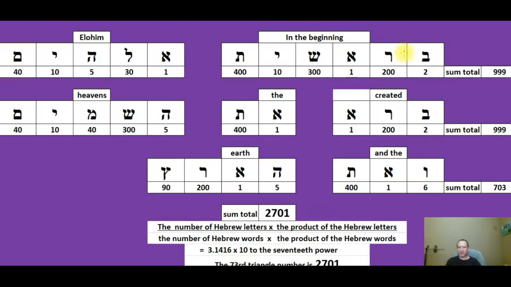In the beginning, Bereshit Elohim, 999 is its sum total value in Hebrew. Created the heavens, 999 sum total Hebrew gematria value.